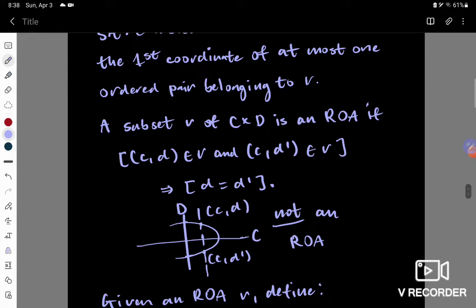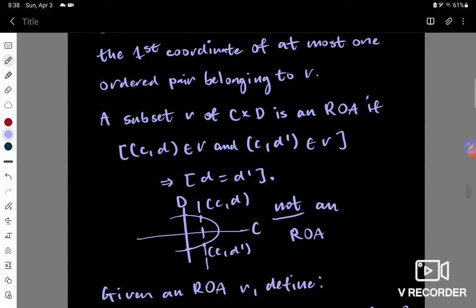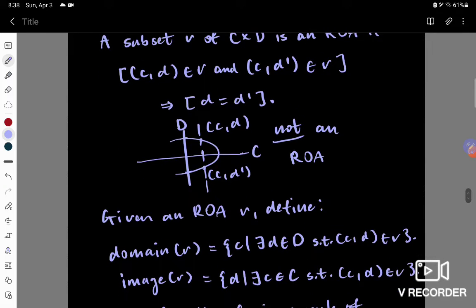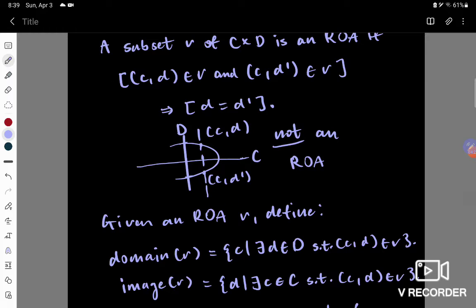Now we want to look at some other things that we can define using a rule of assignment. And these are very important definitions as well. So given a rule of assignment R, which I'll just abbreviate as ROA going forwards, we define these two sets, and two because it's based on more or less the coordinates in each pair. So we have the domain of a rule, which is the set of all c in C such that there exists some d in this set D, such that this point is in R, let's say. And likewise, the image is the set of all points d in D, such that there exists some little c in C, and then we have (c, d) in R.